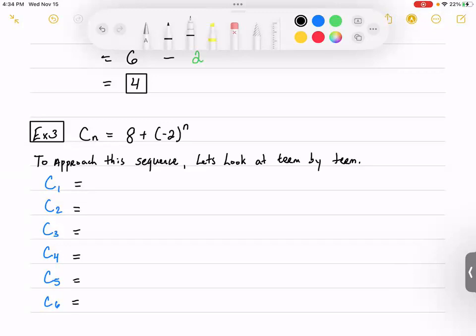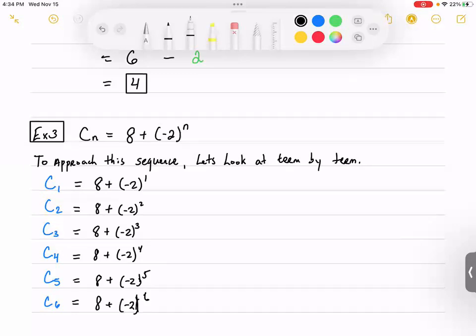8 plus negative 2 to the first, 8 plus negative 2 squared, 8 plus negative 2 to the third, 8 plus negative 2 to the fourth, 8 plus negative 2 to the fifth, and 8 plus negative 2 to the sixth. All right, so the first one is going to be 8 minus 2, since negative 2 to the first is negative. So you have 8 minus 2, which is 6. If I do negative 2 squared, however, what would that be? 4. So this will give us 8 plus 4, which is 12.